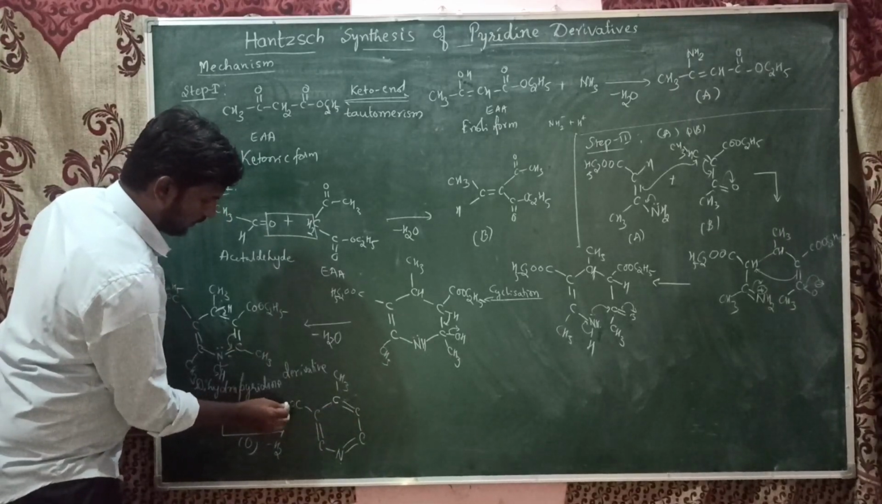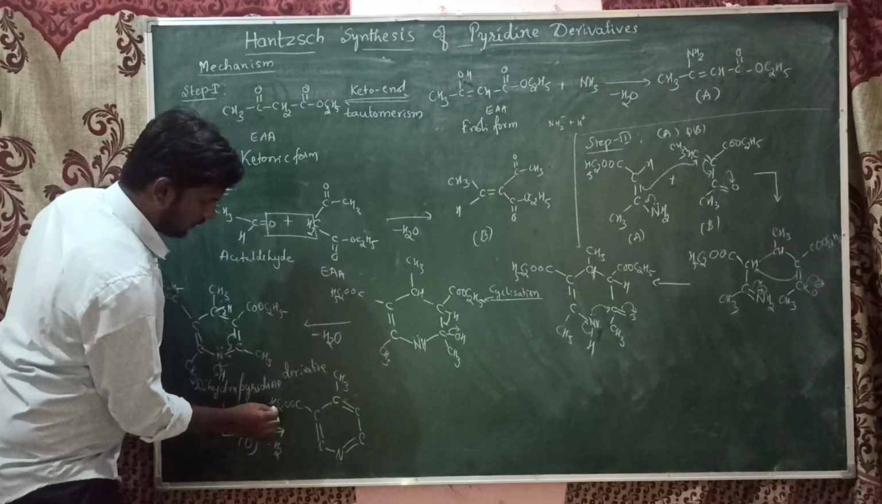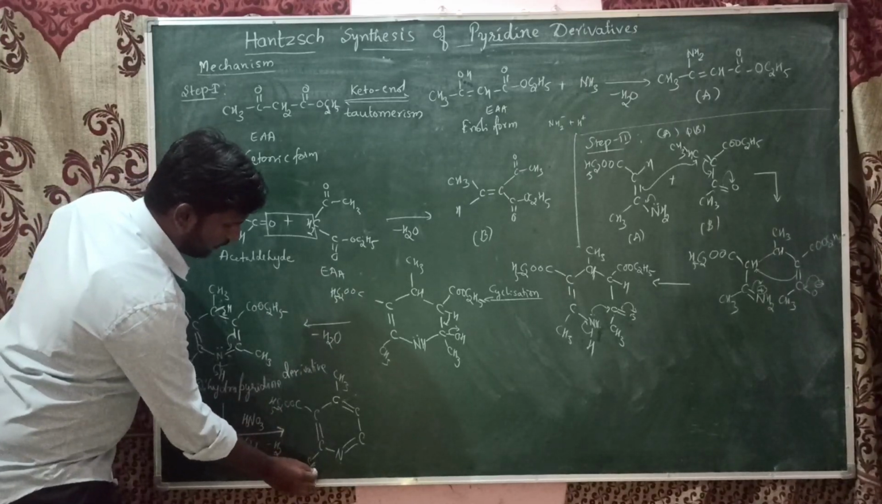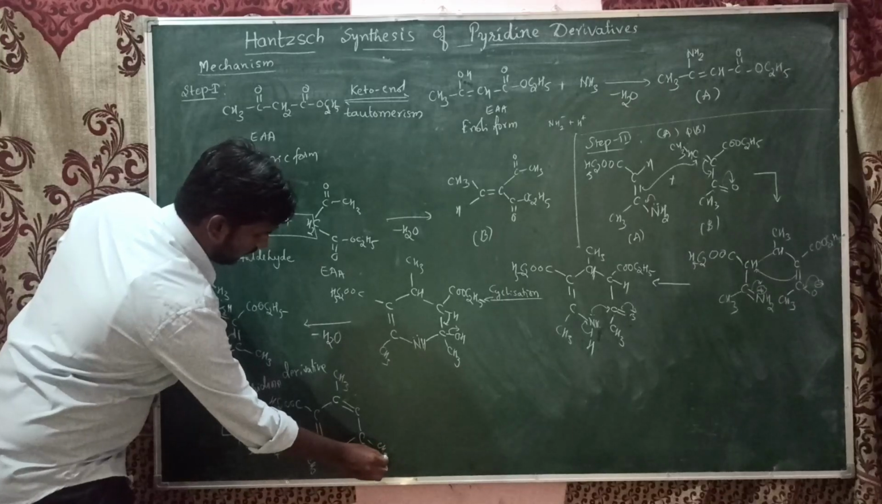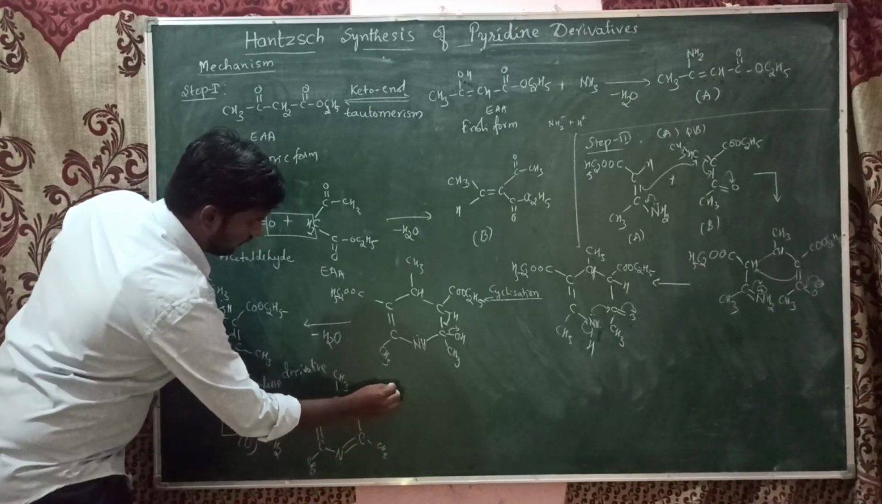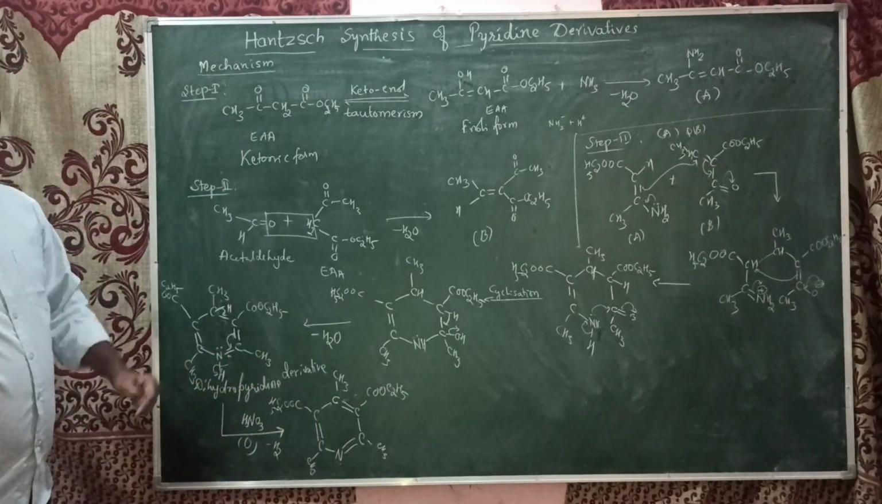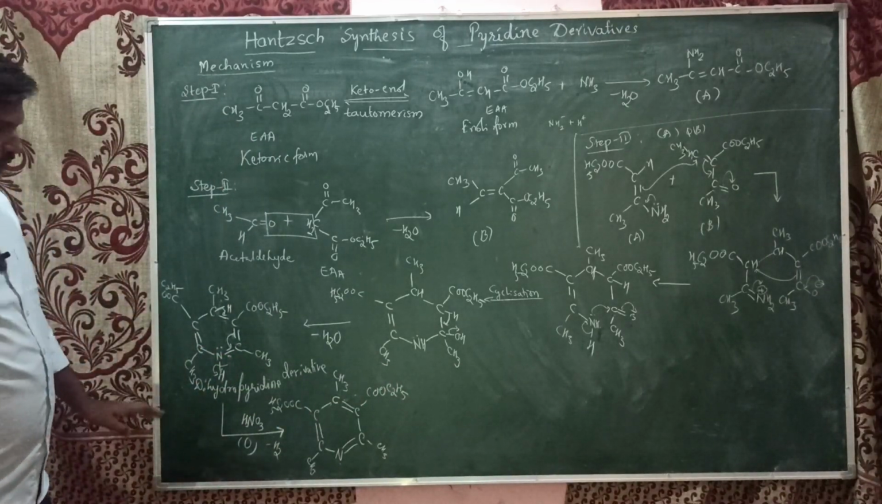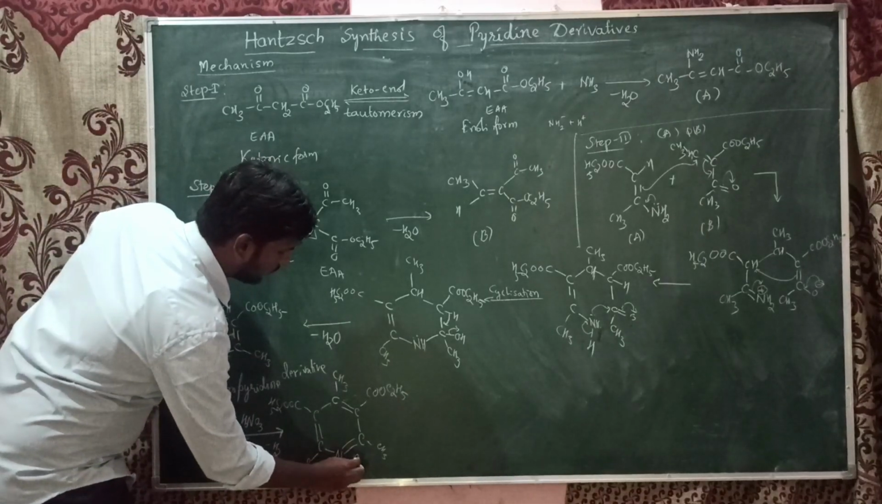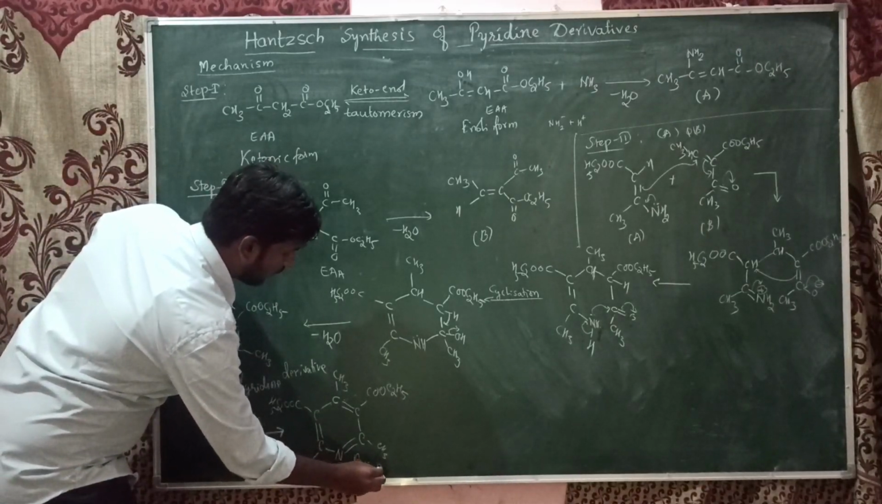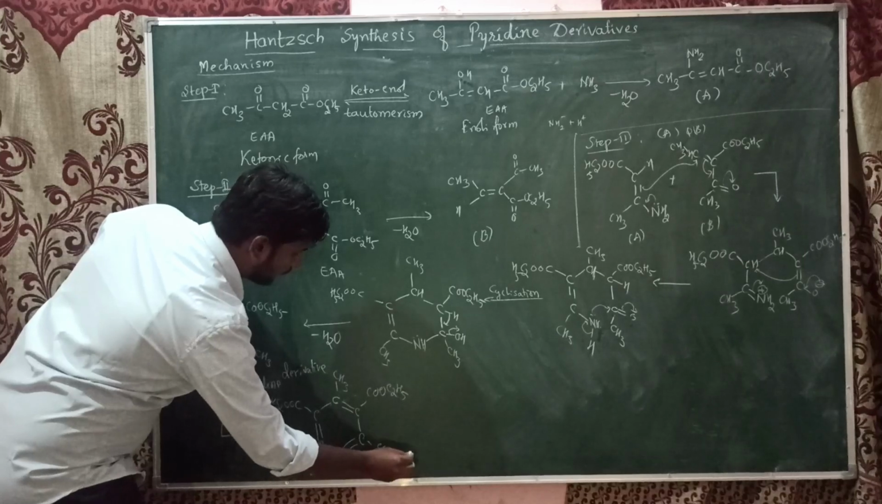Here we have an ester group. Here we have a methyl group. Here also we have a methyl group. Here we have an ethyl ester group. This is the pyridine derivative. This is actually the product, the pyridine derivative.